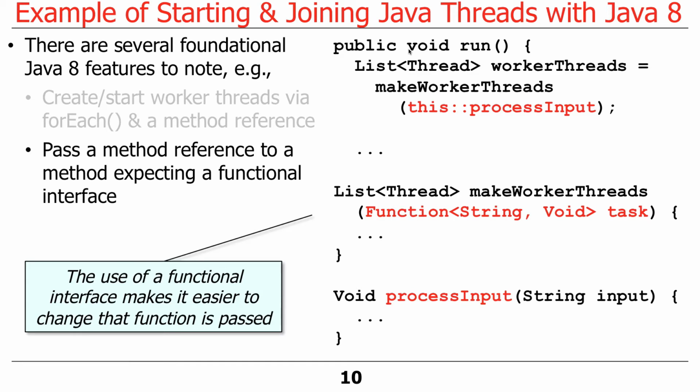Now, why is that a win? What is the benefit of passing this thing in as a function, passing a method reference to a functional interface? Why is that good? Why is that helpful?